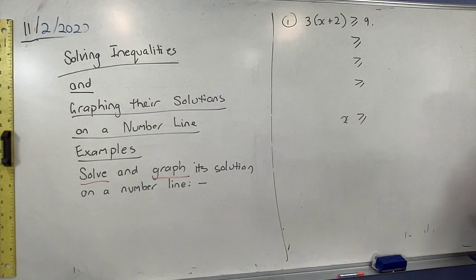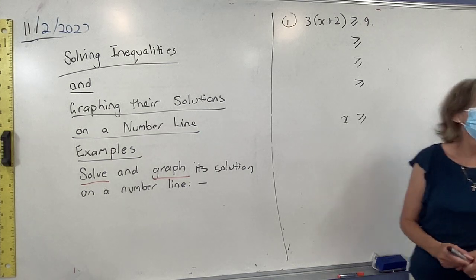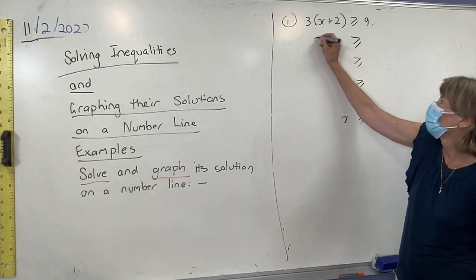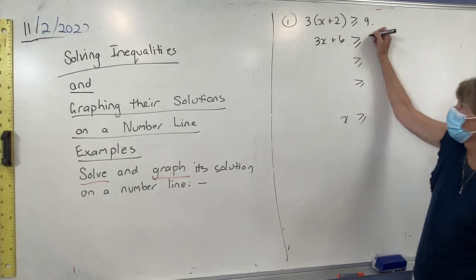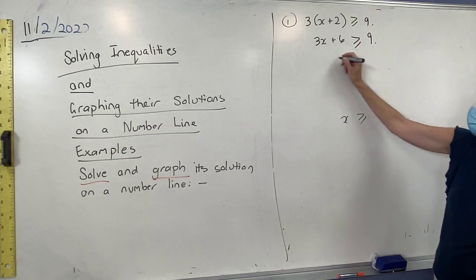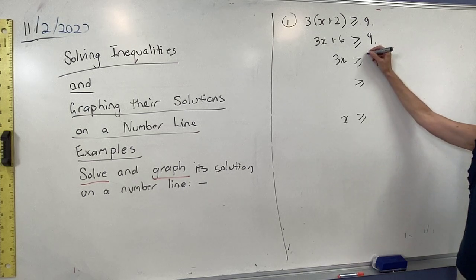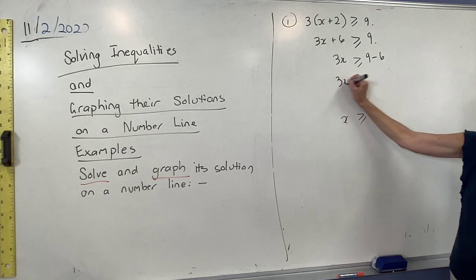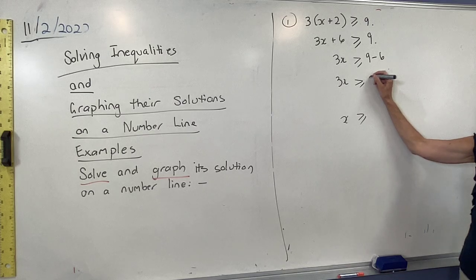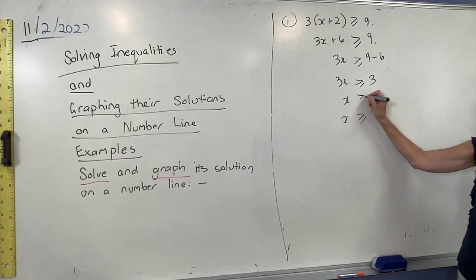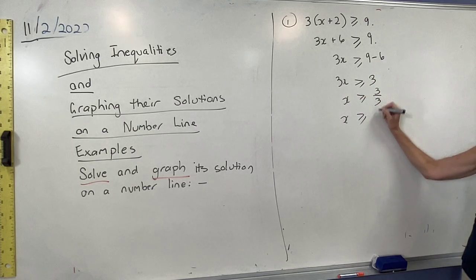Right, Richard, start us off. So you get rid of the brackets, you do 3x plus 6, 9. Keep going. And then you bring the 6 across over to the 9, so it'd be 9 minus 6. Yep. And so that'd be 3x, 3. And then you just divide by 3 by 3, and you get 1.